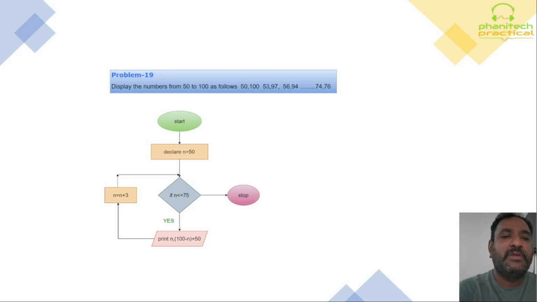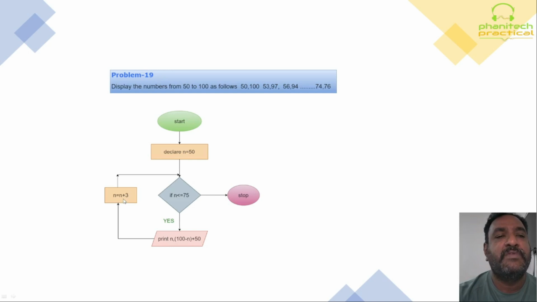Now, 50 less than or equal to 75. What is the expression I am using for display? n comma 100 minus n plus 50. Now the n value is 50, 100 minus 50 is 50, 50 plus 50 is 100. First it displays 50, 100, it's over. Next, it goes to n equal to n plus 3. 50 plus 3 becomes 53. 53 less than or equal to 75, so 53 is displayed. 100 minus 53 becomes 47, 47 plus 50 becomes 97.